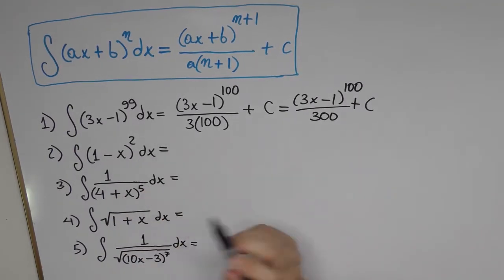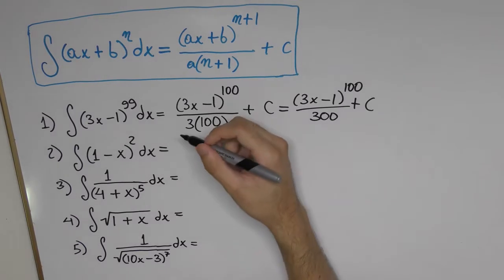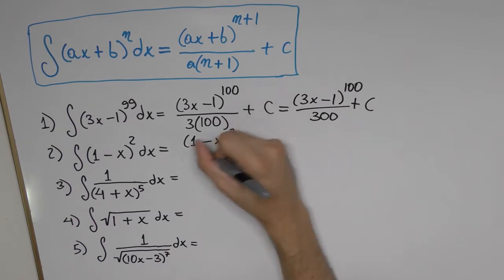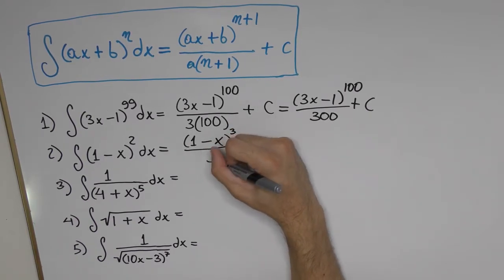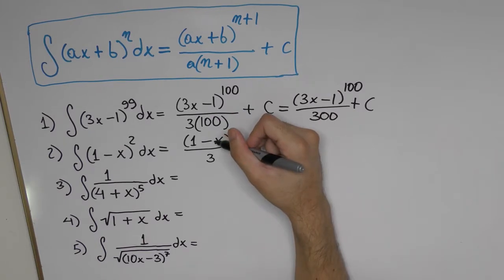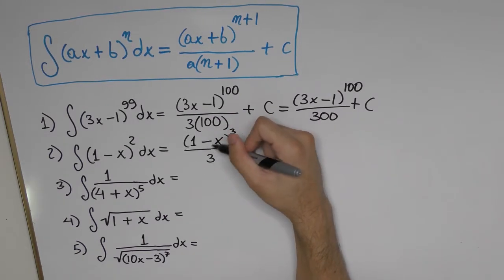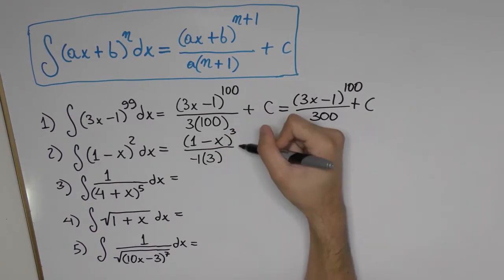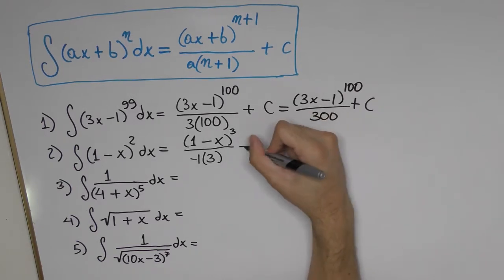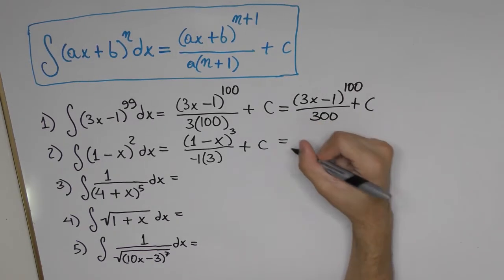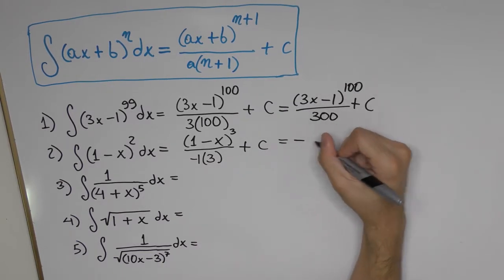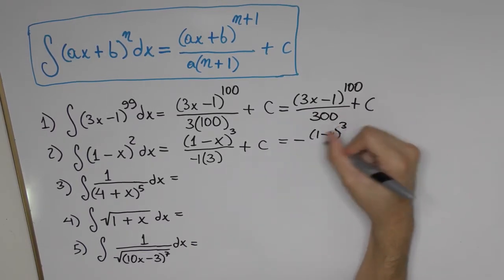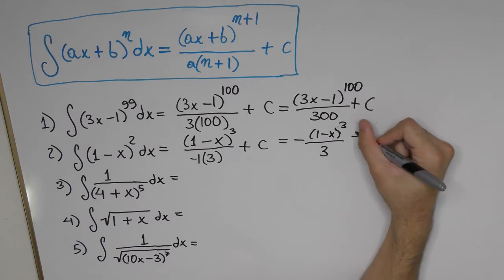We now have 1 minus x to the power of 2. So once again we're going to apply the binomial formula. So we have 1 minus x to the power of 3. And then we're going to divide that by the new power, which is 3. And now if you notice, there's a constant in front of x, which is 1, but it has a minus sign at the front, which means that we're going to have minus 1 times 3 in the denominator. And now we're going to add the constant c. So now to simplify things, we just write this as minus 1 minus x to the power of 3 divided by 3, plus the constant c.